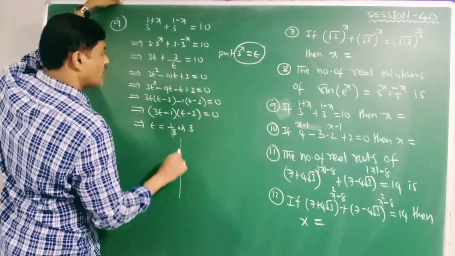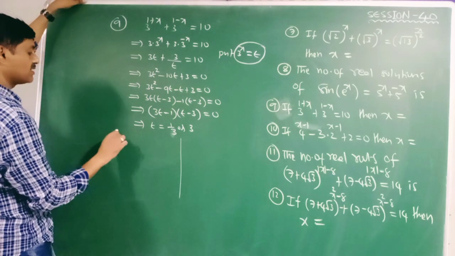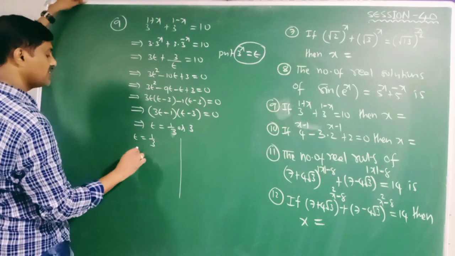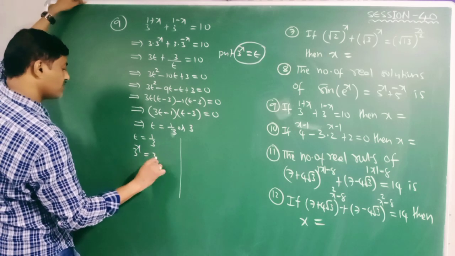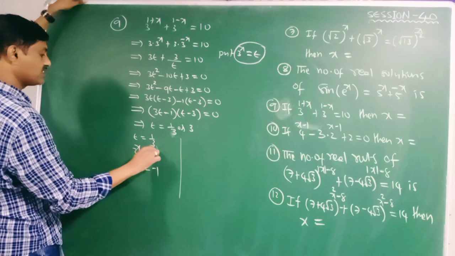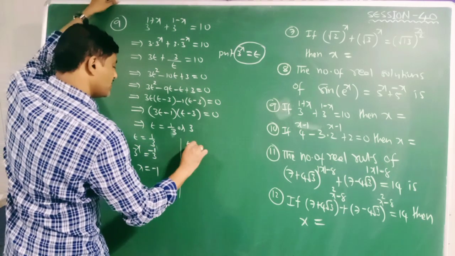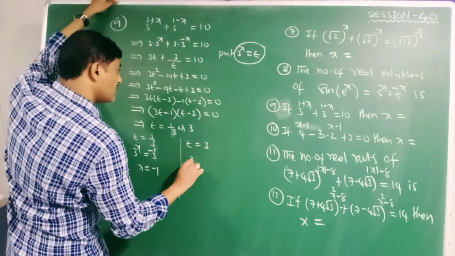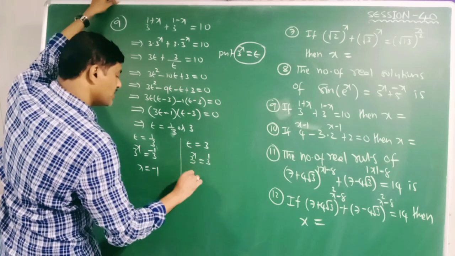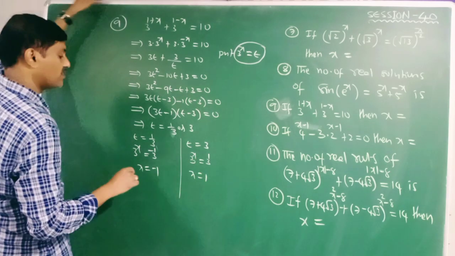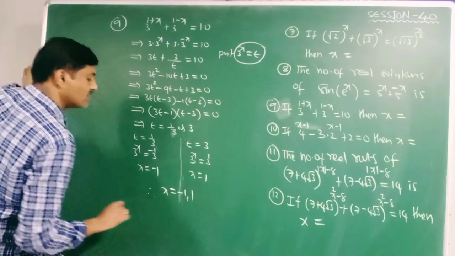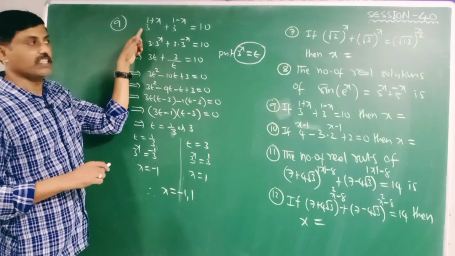What is t here? t is 3 power x. When t is equal to 1 by 3, 3 power x is equal to 3 power minus 1, so x is equal to minus 1. When t is equal to 3, 3 power x is equal to 3 power 1, so x is equal to 1. Therefore x is equal to minus 1 comma 1 are the solutions of this equation.